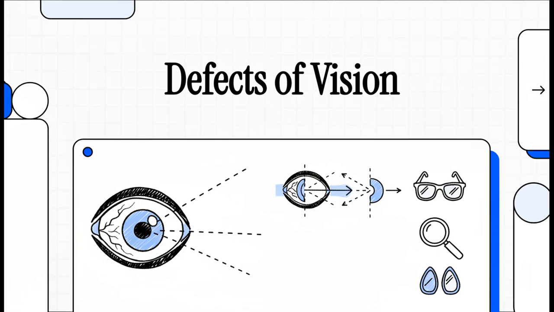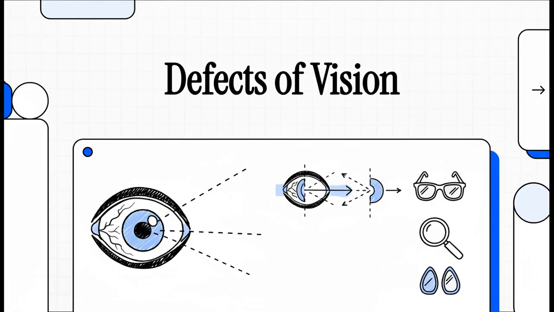Hello students, welcome. Today we are going to talk about something really interesting from your chapter on the human eye and the colorful world. We're going to look at the common defects of vision. What exactly causes blurry vision? We will explore the three main types that are very important for your exams.